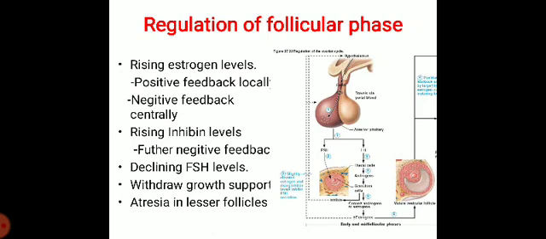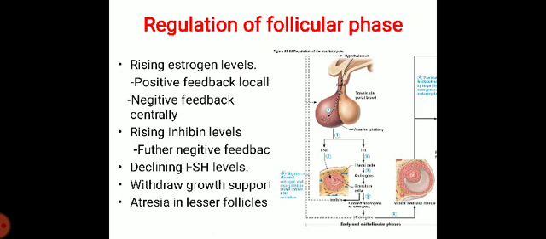Now we know that gonadotropin releasing hormone is secreted from the hypothalamus. This gonadotropin releasing hormone stimulates the anterior pituitary and causes the secretion of follicle stimulating hormone and luteinizing hormone. Follicle stimulating hormone then acts on the granulosa cells, or on the follicles. When follicle stimulating hormone acts on the follicle, the growth of the follicles occurs.